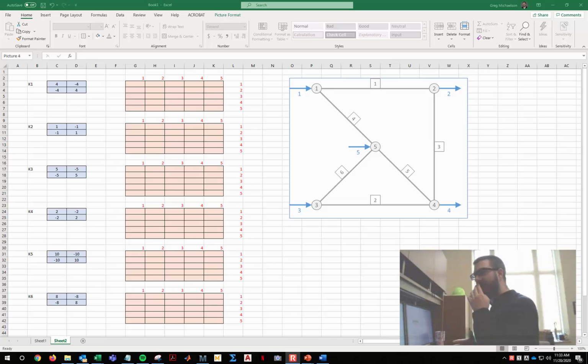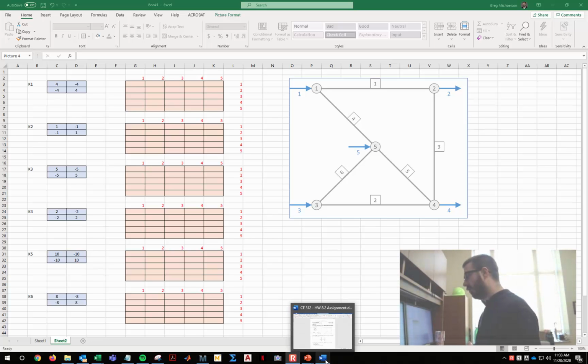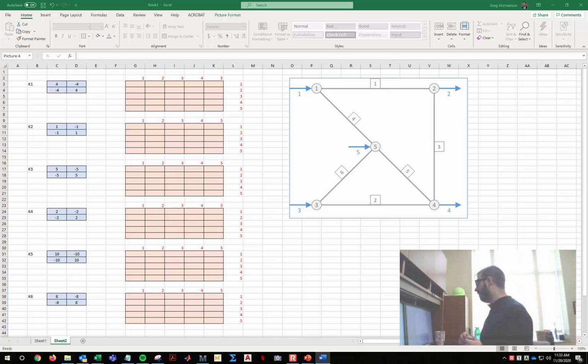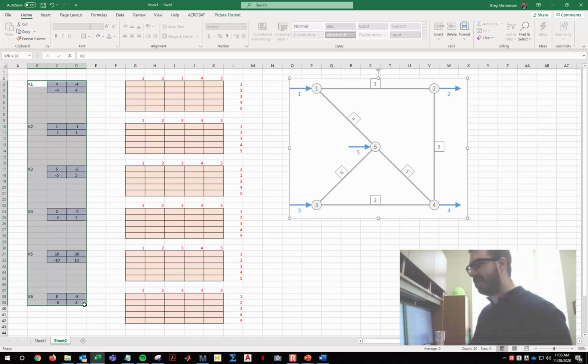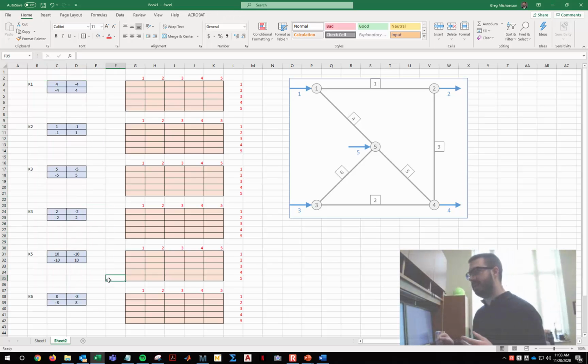So with this problem, you were given a couple of pieces of information. For starters, you were given the stiffness values of each of the 6 elements. So it was 4, 1, 5, 2, 10, and 8. So here are the 6 stiffness matrices for each of those elements, and I've just written those there. And we know that the system is going to be 5 by 5 because there are 1, 2, 3, 4, 5 joints, and each joint contains 1 degree of freedom.